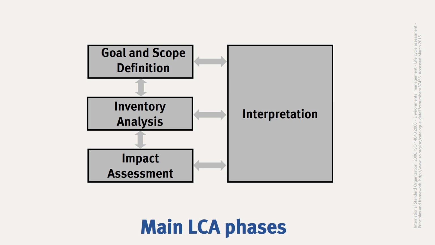In general, four main iterative phases are carried out when doing an LCA. The first phase defines the system boundary, the functional unit of the product, for instance, 1 square meter of bricks, and the goal of the study. In this phase, all assumptions and limitations are explained.